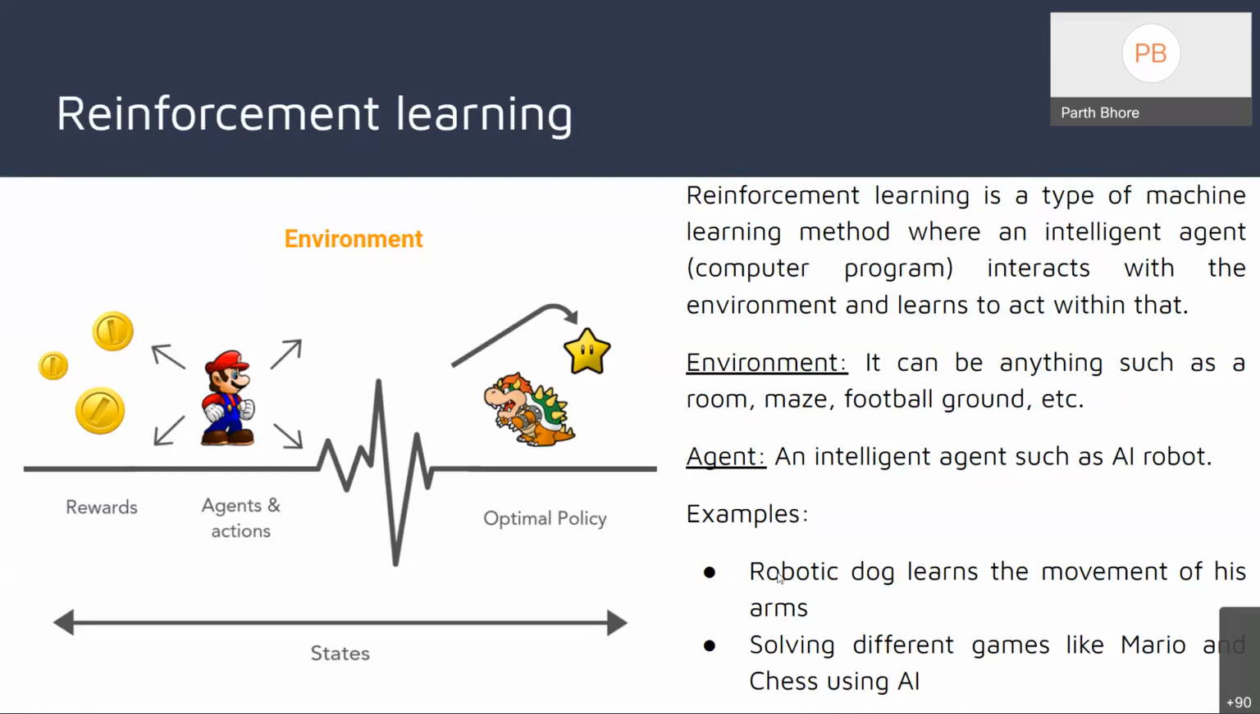And again, the robotic dog learns the movement of its arms. So the robotic dog will learn by itself. Like if it doesn't properly move or properly coordinate, then it will fall. So it will learn by itself how to walk by interacting with the environment. So this is known as reinforcement learning.